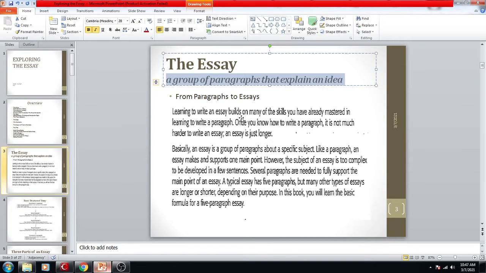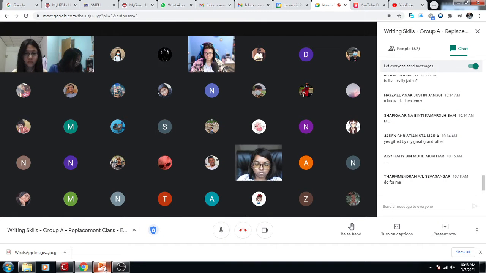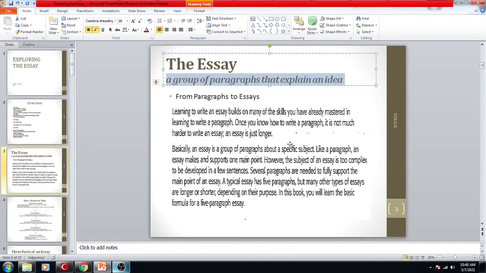So learning to write an essay builds on many of the skills you have already mastered in learning to write a paragraph. Once you know how to write a paragraph, it is not much harder really to write an essay. An essay is just longer, and the introductory paragraph is slightly different. So basically, an essay is a group of paragraphs about a specific subject. A group of paragraphs that explain an idea.